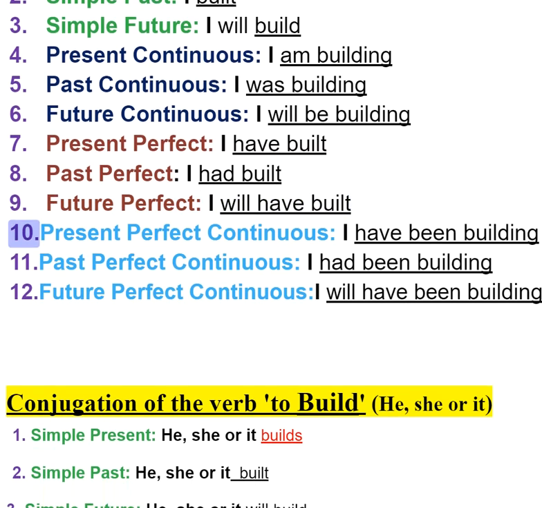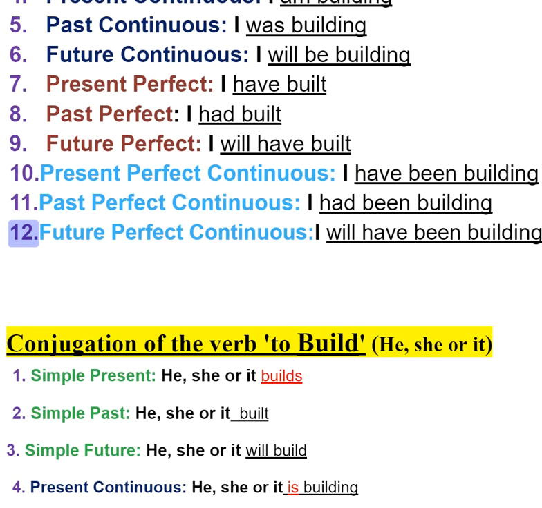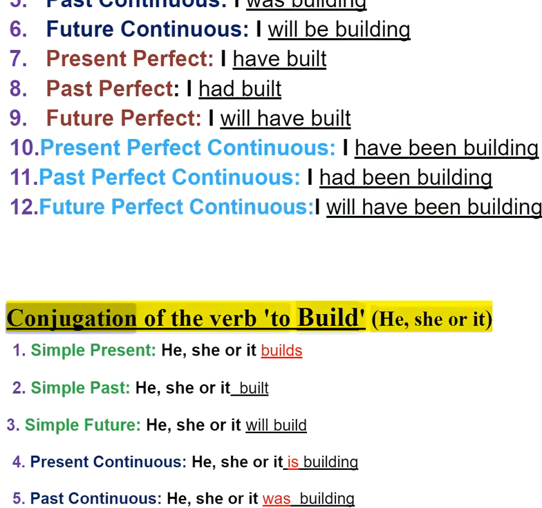10. Present perfect continuous, I have been building. 11. Past perfect continuous, I had been building. 12. Future perfect continuous, I will have been building.